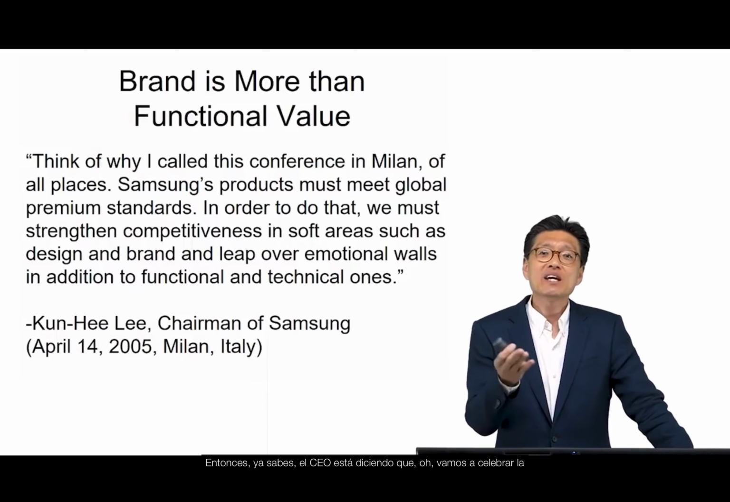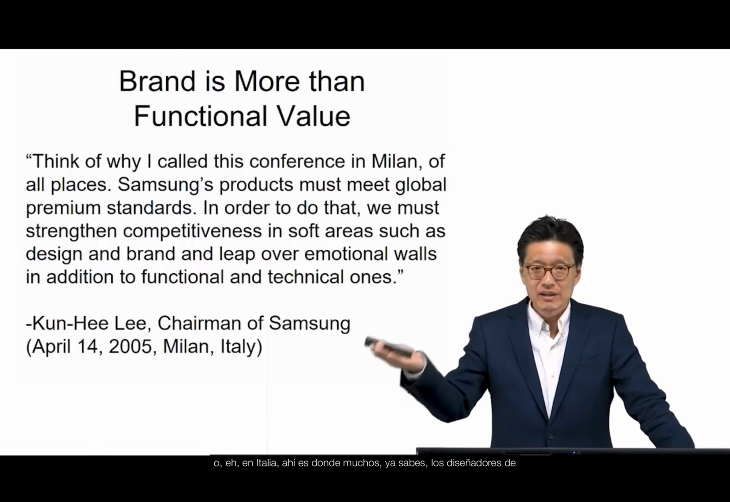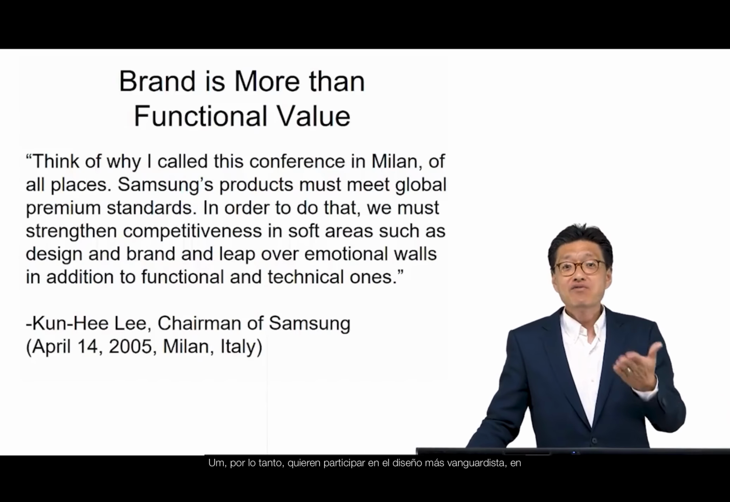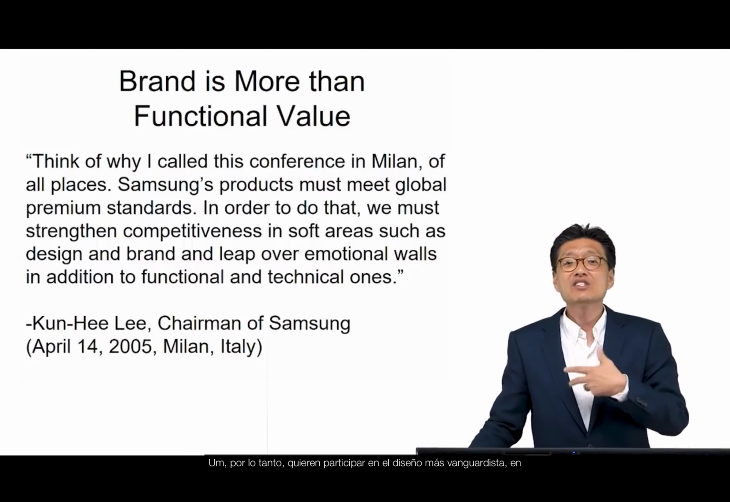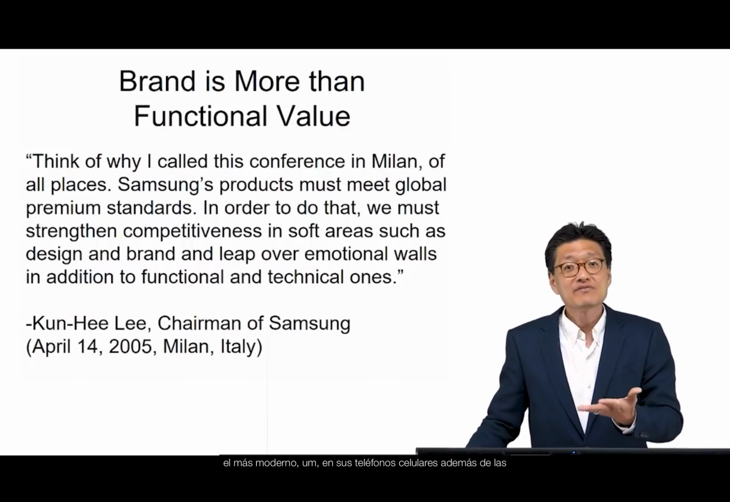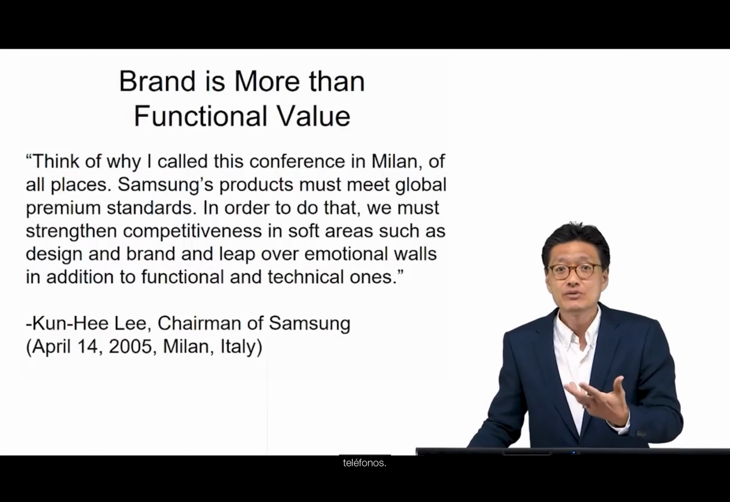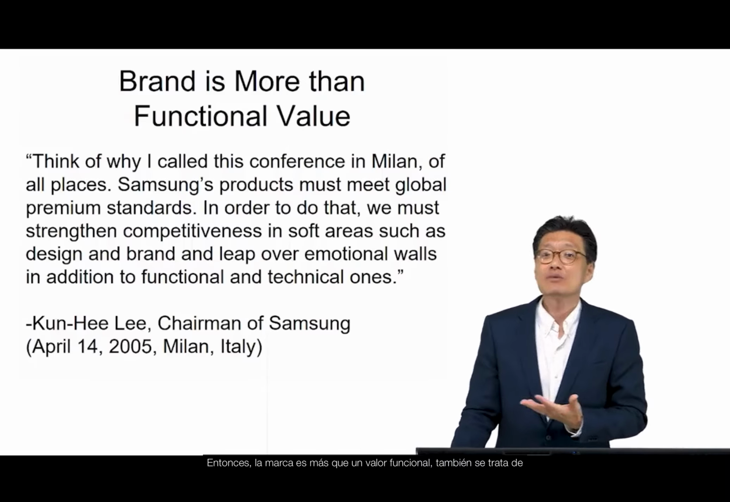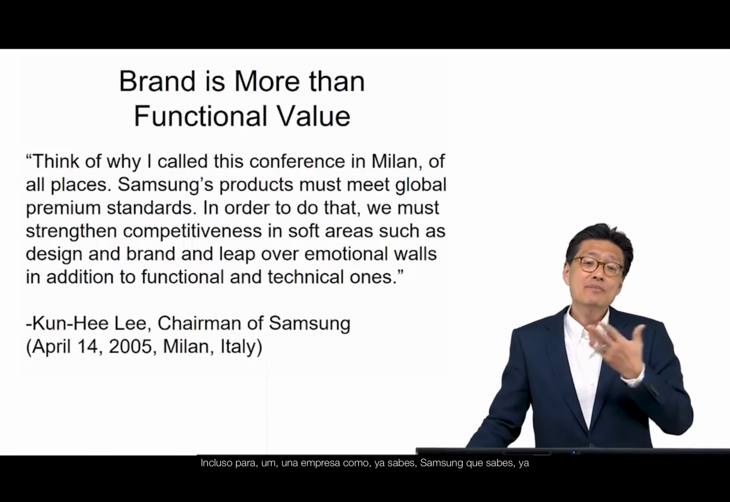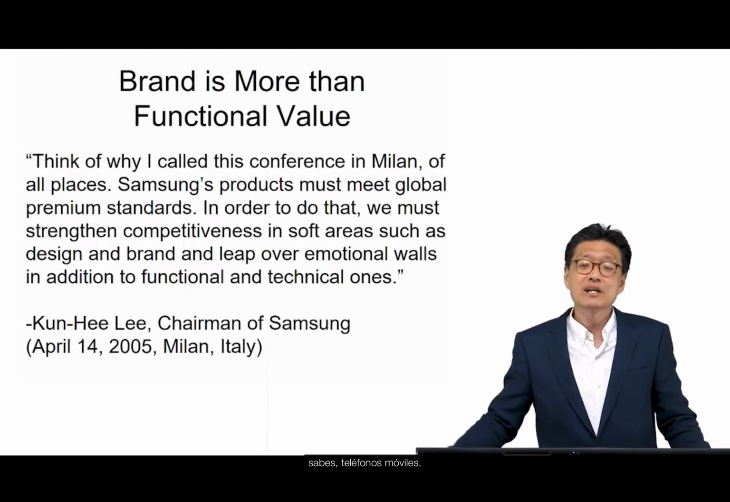So, the CEO is saying that we're going to hold a conference in Milan because Milan is the design capital of the world, or in Italy. That's where a lot of high-end fashion designers are. Therefore, they want to engage in the most cutting edge, in the most fashionable design into their cell phones, in addition to the functional and the technical features that they embed in their phones. So brand is more than just functional value. It's about emotional value as well, even for a company such as Samsung that manufactures high-tech products like cell phones.